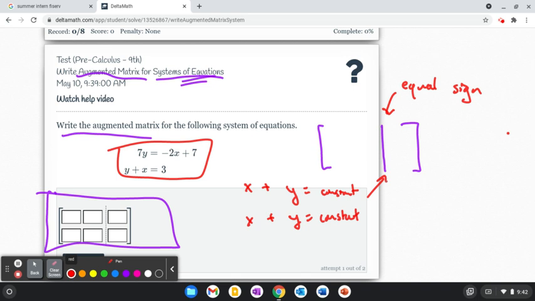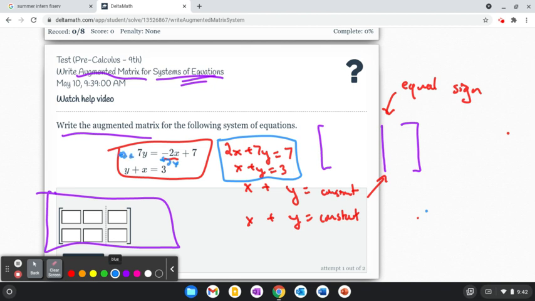For this top equation, all I need to do is add that 2x over. So I'm going to write this as 2x plus 7y equals 7. And then the bottom one, I'm just going to rearrange the x and the y and make it positive x plus y equals 3. All I did, again, is add the 2x over, and then switch the spots here. They're both positive, so I'm going to switch those.